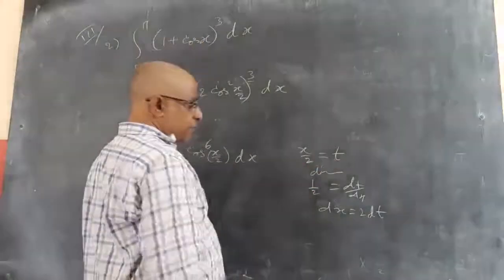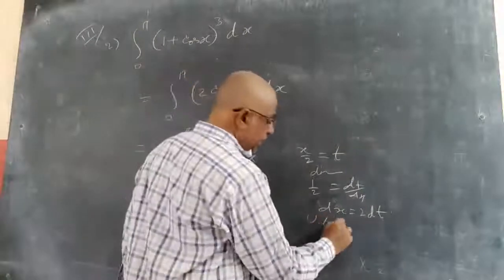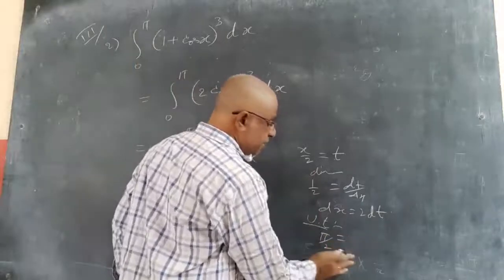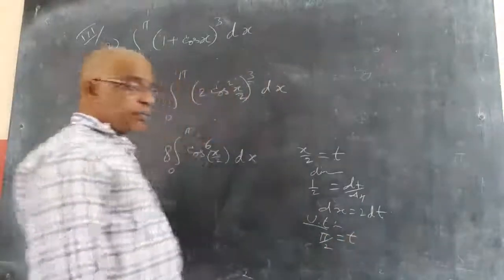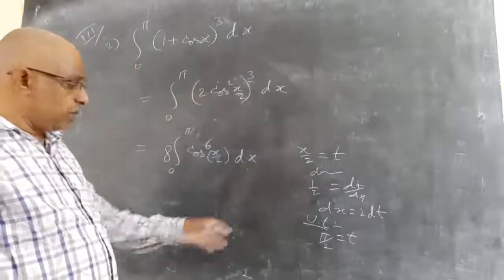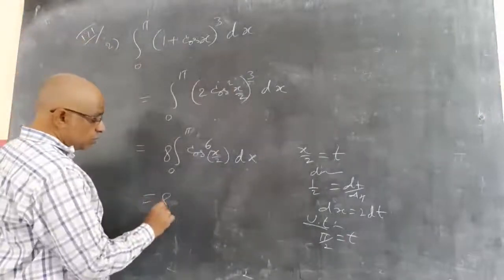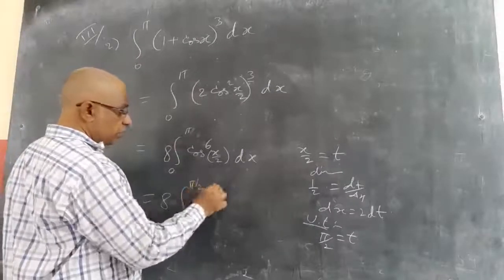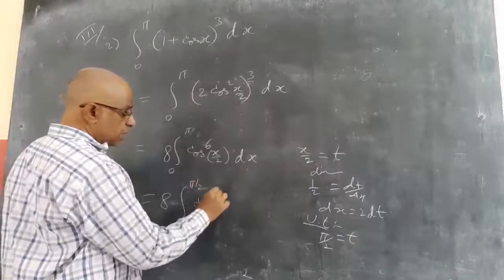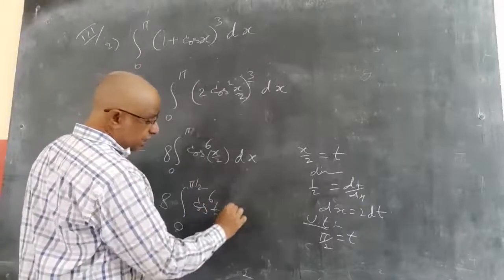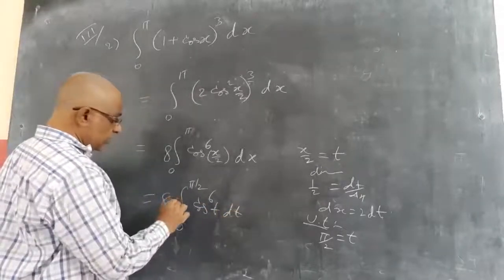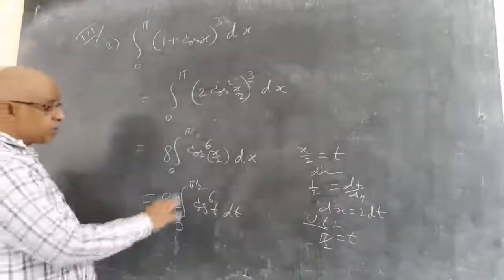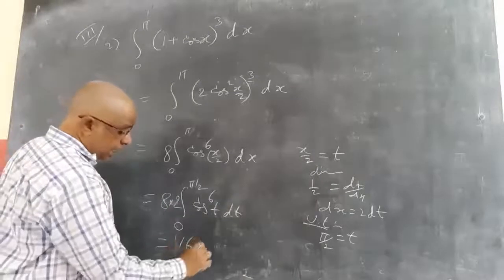Now if we check the upper limit and lower limit, what is the upper limit here? If in place of x I substitute pi, it becomes pi by 2. Pi by 2 equal to t. Lower limit 0 is 0 only. So 8 into, now I can change the limits from 0 to pi by 2, cos power 6t dt. Instead of dt I can write 2 dt. That 2 I will write outside. So 8 into 2 into cos power 6t dt. Now I can apply the 0 to pi by 2 formula. 8 into 2 is 16 as is.